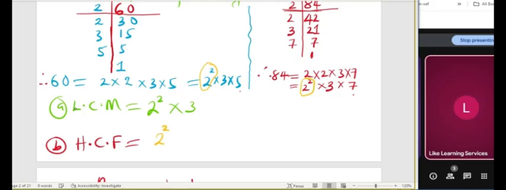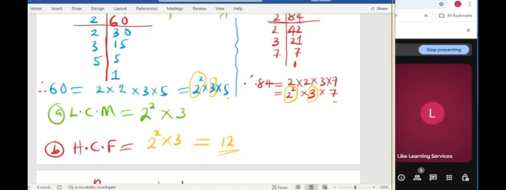Did you hear that? Yes. We have 3 in 60, and we also have 3 in 84, so we add the 3. 5 is in 60, but 5 is not in 84. So that's all for HCF. HCF will be the ones that are common. So what would that give? 2 raised to the power 2 times 3, as 4 times 3, which is 12. Okay? Yes.